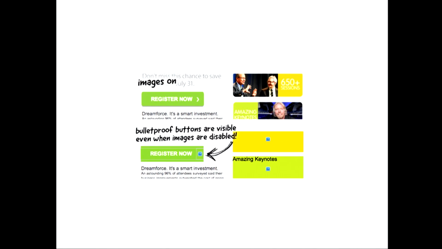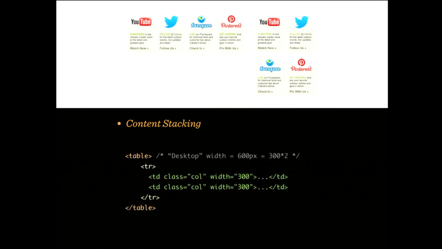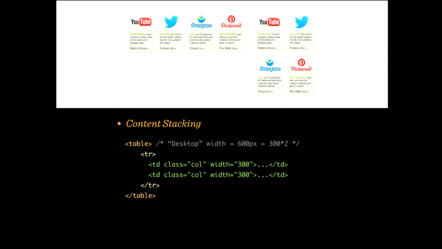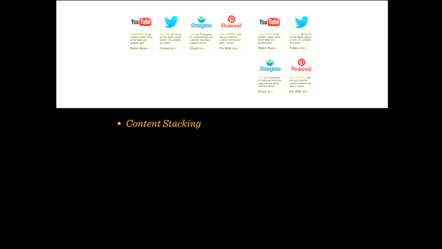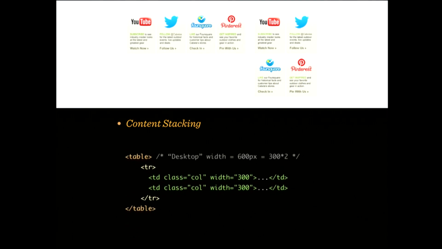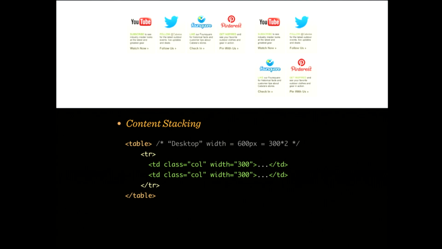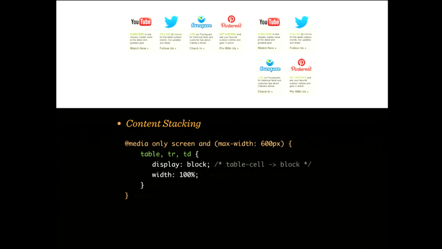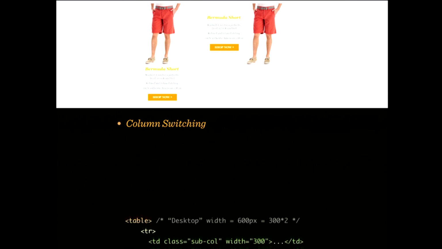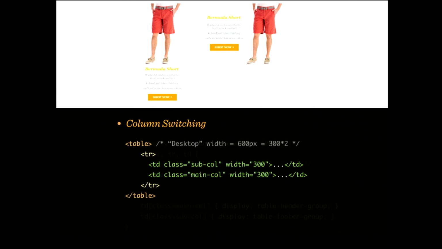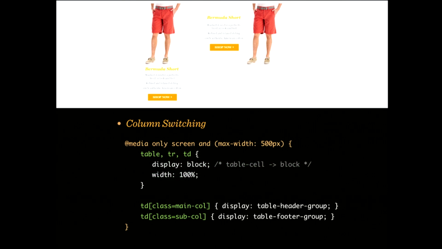But we can do some stuff because we have table properties that actually behave properly. So if you have, let's say, here 4 columns, and here 2, if we want to move from 4 to 2 columns, with tables, we can do this. We just have to display them as block instead of table cell and set the width properly, right? If we want to move the columns around, we can also do this by just using the table header group and table footer group properties.